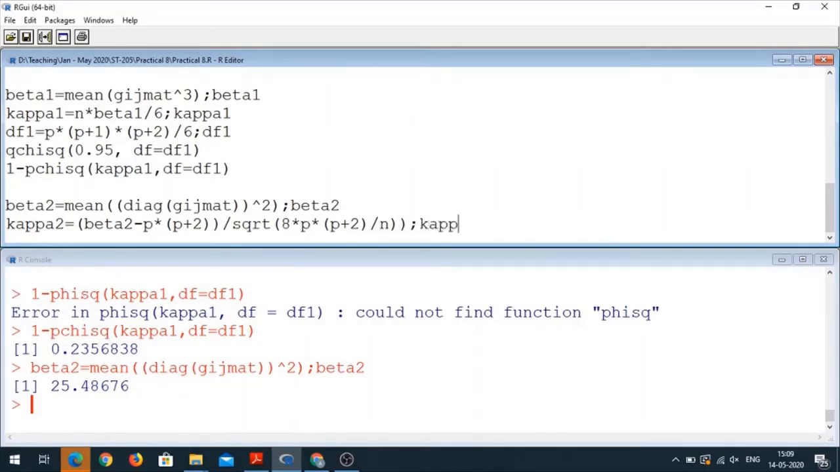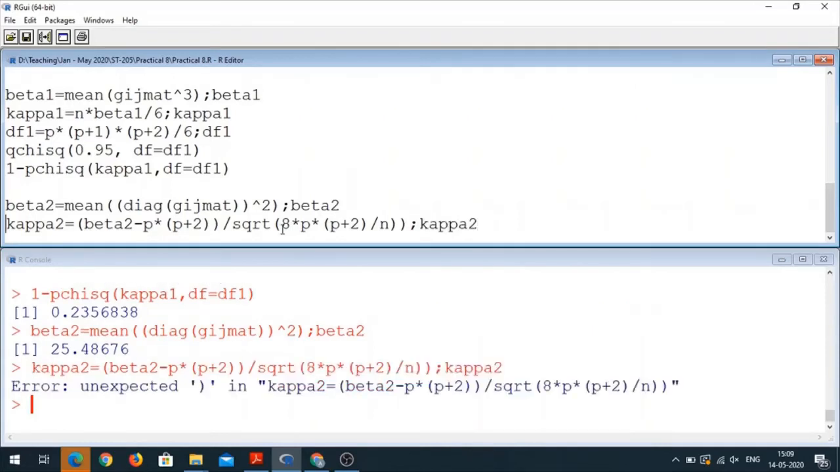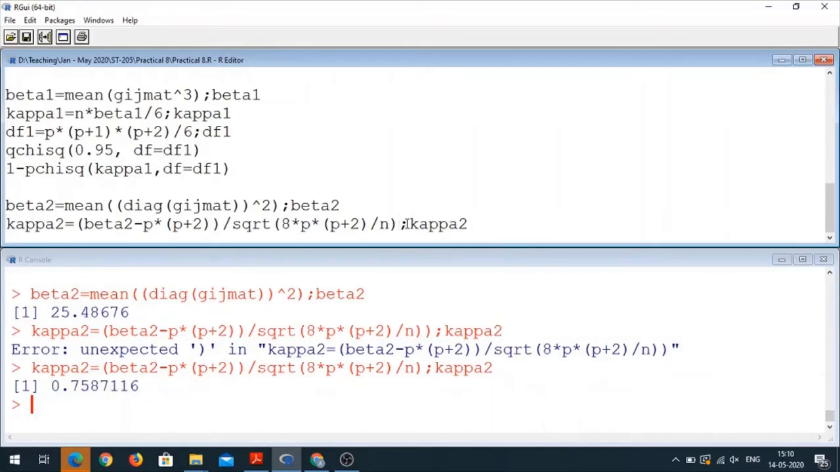Let's check the value of kappa 2. Okay, there is some unexpected bracket. Yes, the square root of this bracket is extra. Okay, this value is 0.7587, which is clearly less than 1.96. So we can accept H0 even by this method.